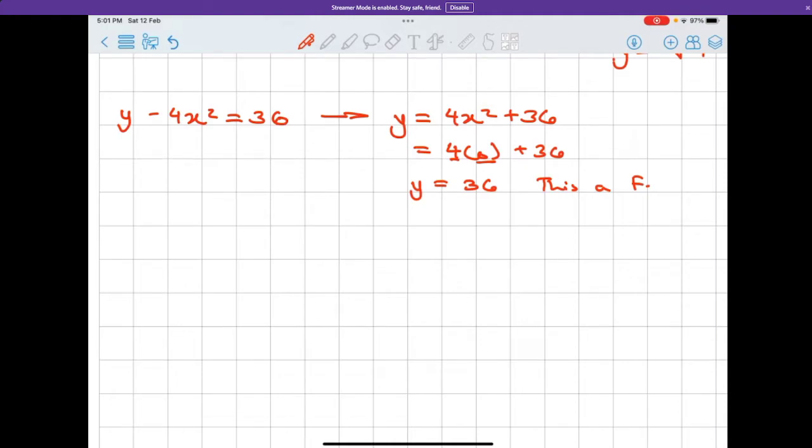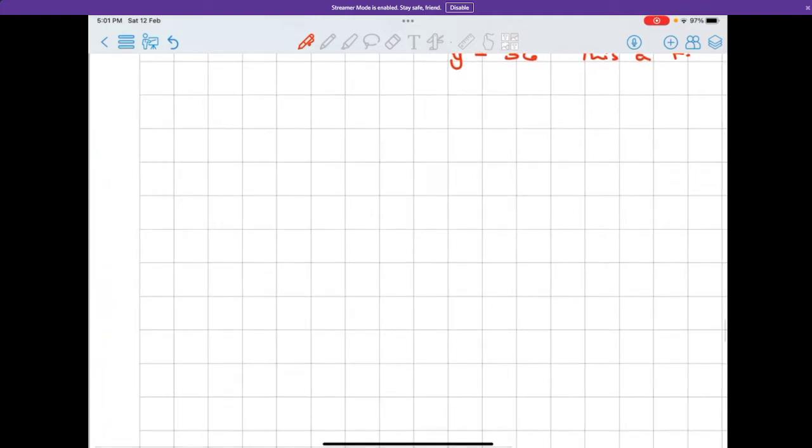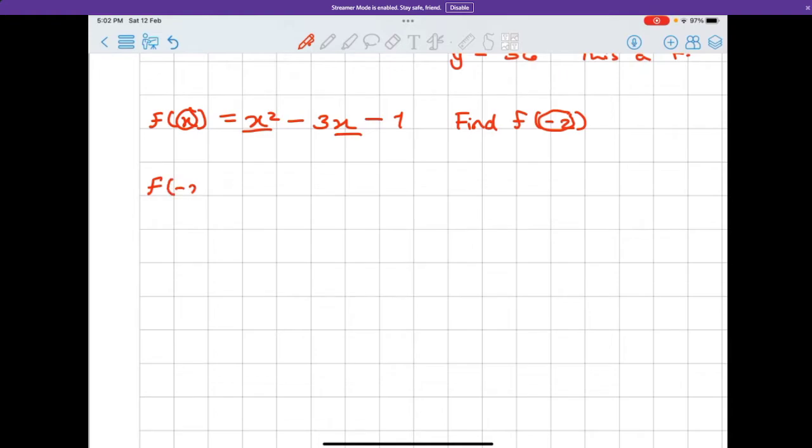Let's go to evaluating functions. This is in the next part of 1.4. Evaluating functions, so they'll tell you that f of x is equal to x squared minus 3x minus 1. And they want you to find f of negative 2. So now all you have to do is take this and replace it inside of here and here and here. So that leaves us with f of negative 2 equals negative 2 all squared minus 3 times negative 2 minus 1.